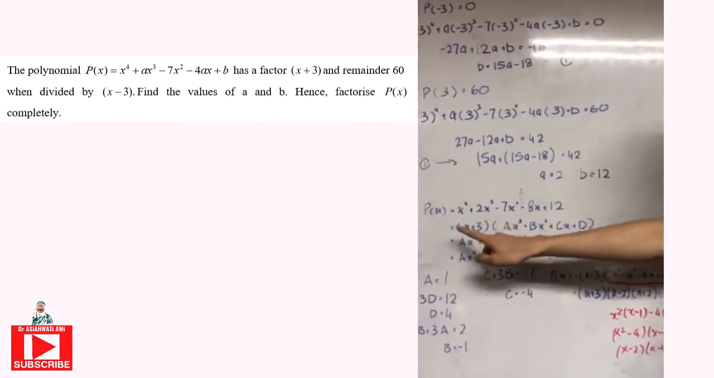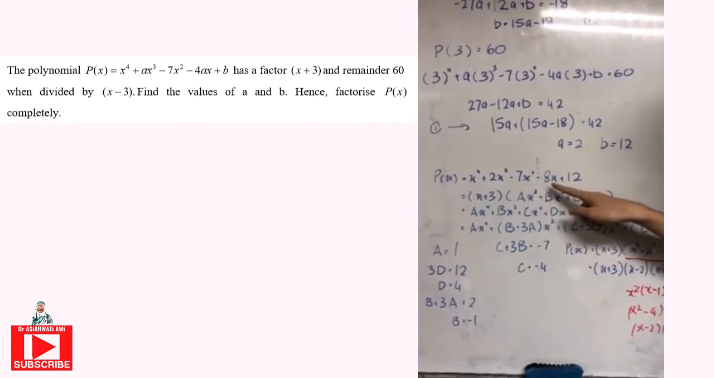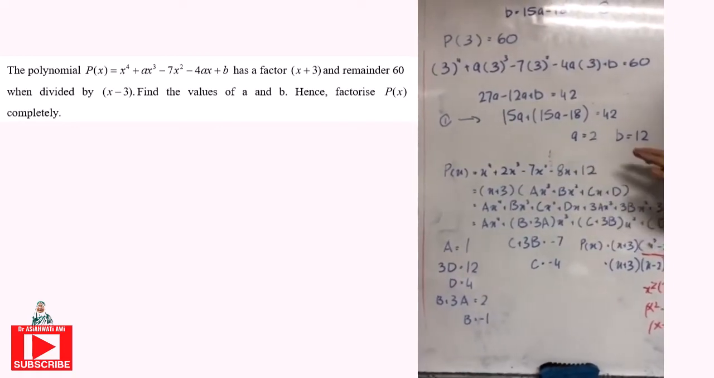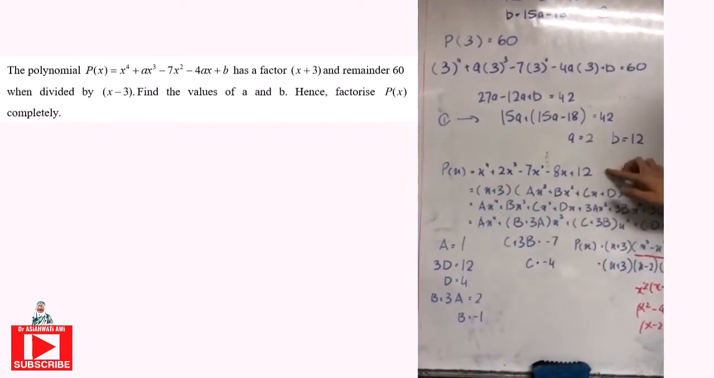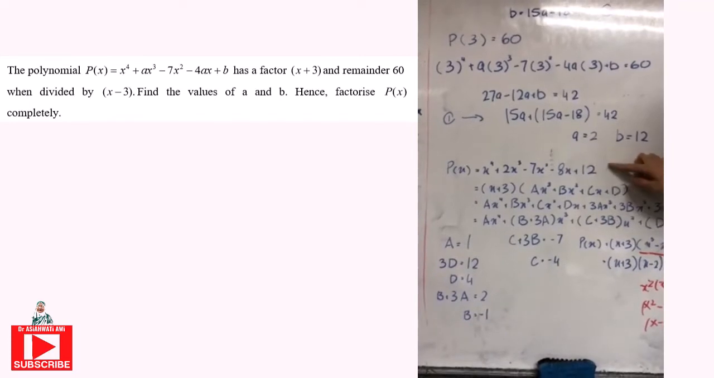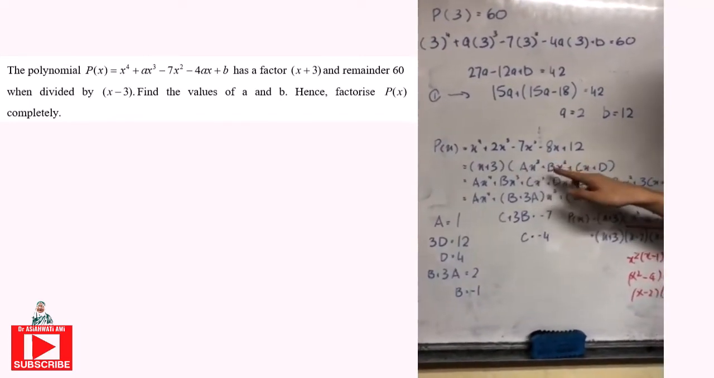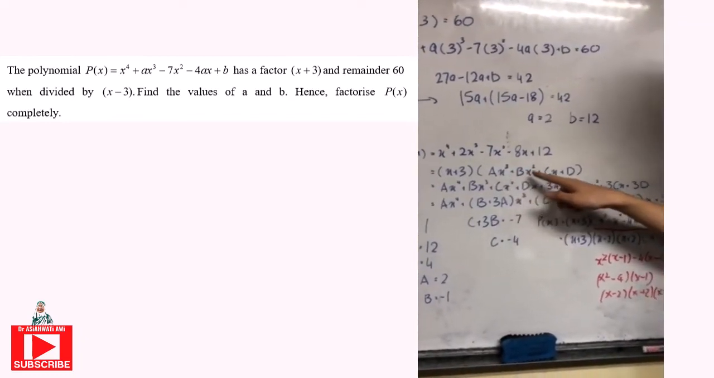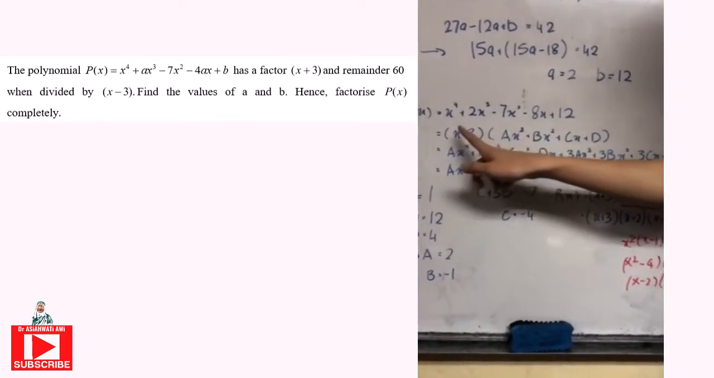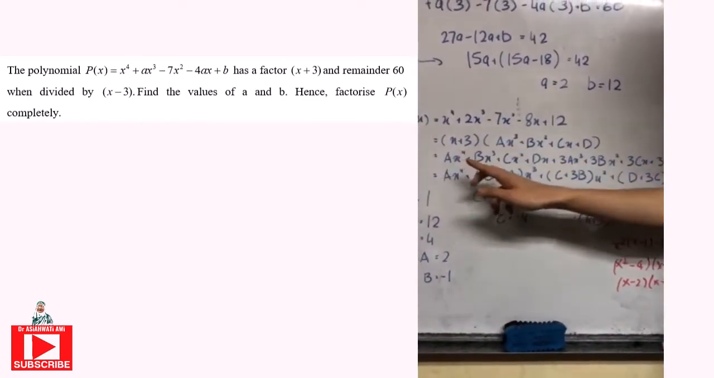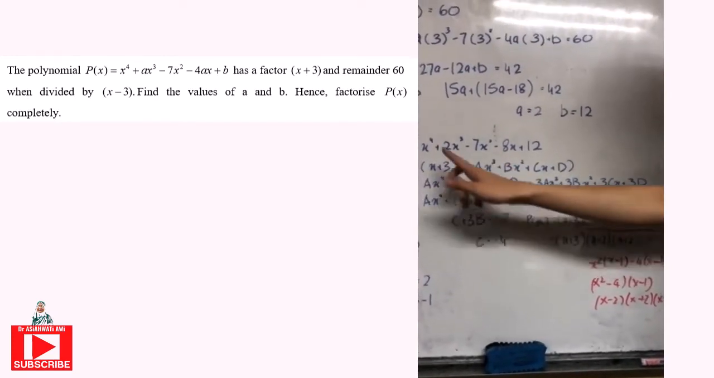So we will get p(x) equals x to the power 4 plus 2x cubed minus 7x squared minus 8x plus 12. As we already know, x plus 3 is one of the factors of this polynomial, so we can factorize it into this form. We assume q(x) is ax cubed plus bx squared plus cx plus d, because the polynomial is degree 4, so when we multiply a degree 1 and a degree 3, we get degree 4.